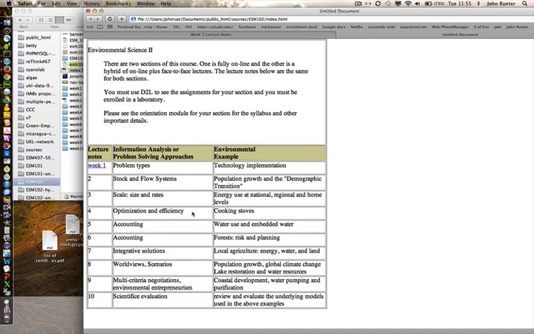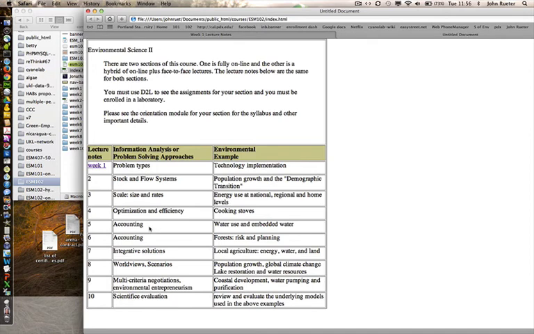Week 4 we're going to be talking about optimization and how we try to improve the efficiency, and the example is going to be cooking stoves. This may seem a little mundane, but of the global energy use, many people in the world use wood-fired cooking stoves. This leads to deforestation of their local areas and also a lot of air pollution in their homes, and right near the cooking area it leads to respiratory ailments. So it's a good example of how more efficient cooking stoves would decrease both of those environmental and health impacts.